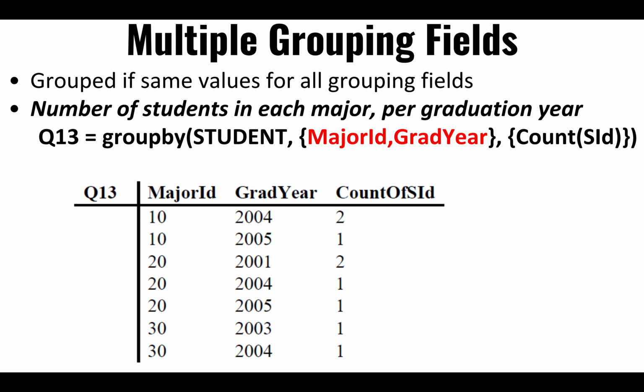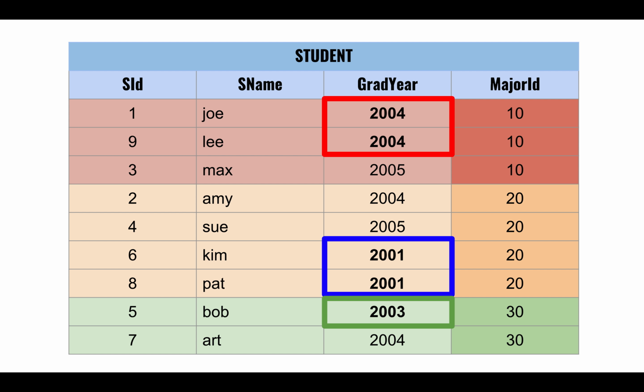A couple other ones where we want to count. Here we're counting how many student IDs there are, and notice that we are grouping by both the major ID and the graduation year, meaning where they are both the same, right? If they are both the same, then they belong to the same group, right? For instance, here, if we go back, we see that where major ID is the same with graduation year, the combination of the two. Notice that we have 2 records where major ID is 10 and graduation year is 2004. We have 2 records there.